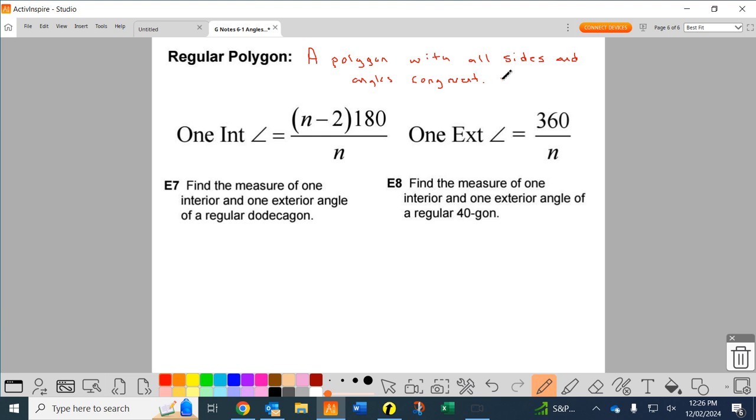Okay, guys, so here we go. We are going to use the interior formula and the exterior formula. It is the exact same formula for interior. The only difference is once you get a total, you divide by the number of sides to get one of them. For exterior, it's just 360 divided by the number of sides. Alright, so here we go. It is a dodecagon. How many sides is that? 12. So it's going to be 12 minus 2 times 180 divided by 12.